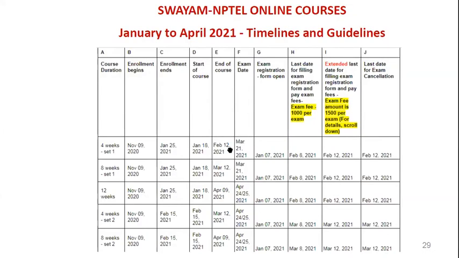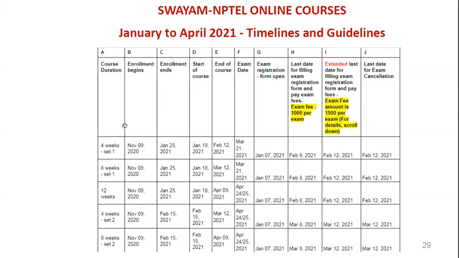Now you can see the current semester, January to April 21, timeline and guidelines. So here enrollment begins from November 9th onwards. Here different courses they made as set 1, set 2: 4 weeks set 1, 8 weeks set 1, then 12 weeks no sets, direct only one category, then 4 weeks set 2, 8 weeks set 2. So how can you identify set 1, set 2? Whenever you choose the course, in the course itself they mention the deadlines. Based on the deadlines, you can choose.